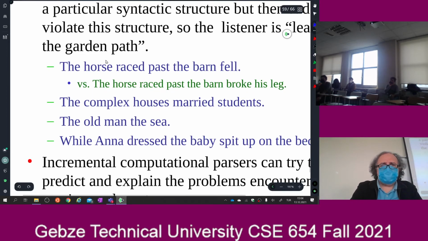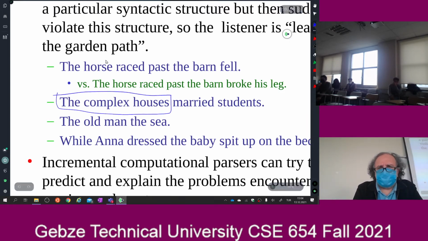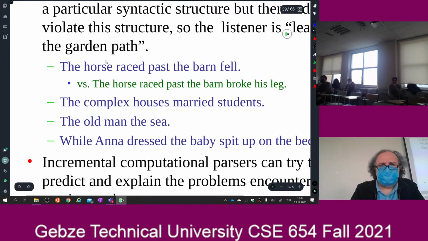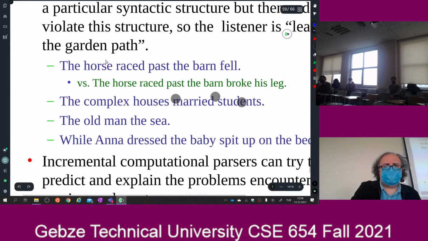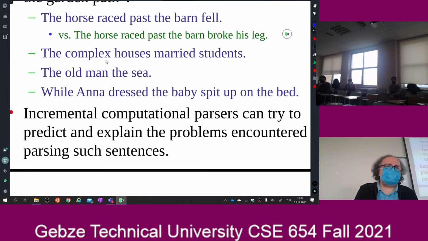The complex houses marry students. It looks like the complex houses is the noun phrase, and then marry students, that doesn't make much sense. The complex is the noun of the sentence, right? Houses marries is the verb part of it. Okay. The old man the sea. It looks like you start the sentence like the old man, but where is the verb? The old is the noun. Man is the verb.